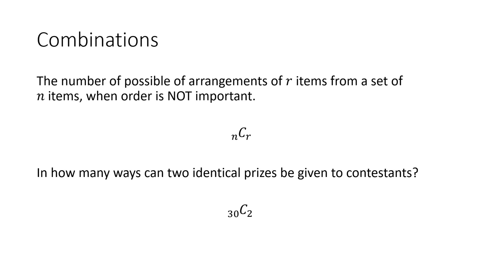So here's my notation. We use C. And so nCr stands for the number of combinations, so the number of ways you can pick r things out of a group of n when order doesn't matter. So if we want to answer the question, in how many ways can 2 identical prizes be given, we're actually going to compute 30C2. So how many combinations of 2 things out of that group of 30 are there? Just again to emphasize, order doesn't matter, so we want to count giving the prizes to A and B as the same thing as giving the prizes to B and A.